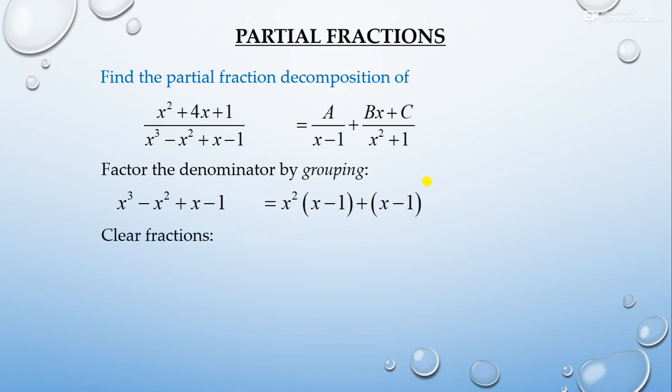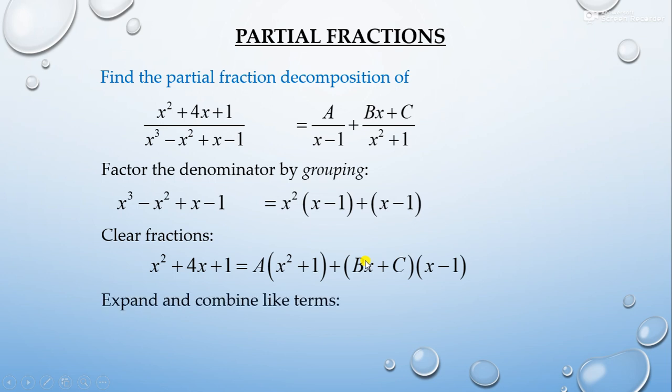So now first of all we have to clear the fraction, so it becomes x square plus 4x plus 1 is equal to a(x square plus 1) plus (bx plus c)(x minus 1). So now expand and combine the like terms, so if we combine the x square terms, it will give a plus b.